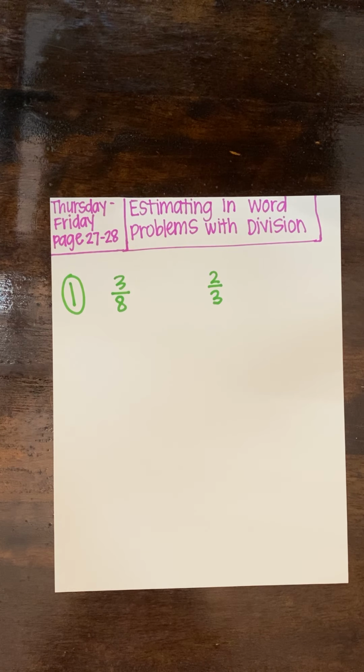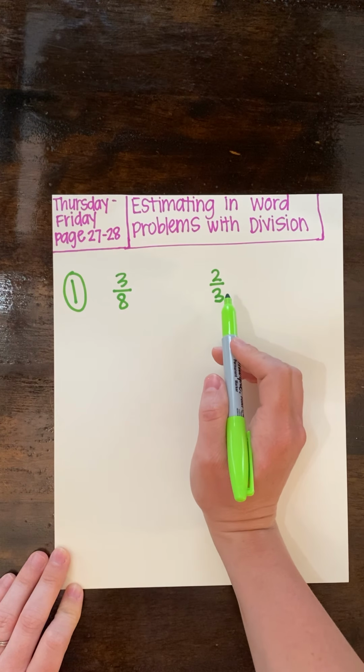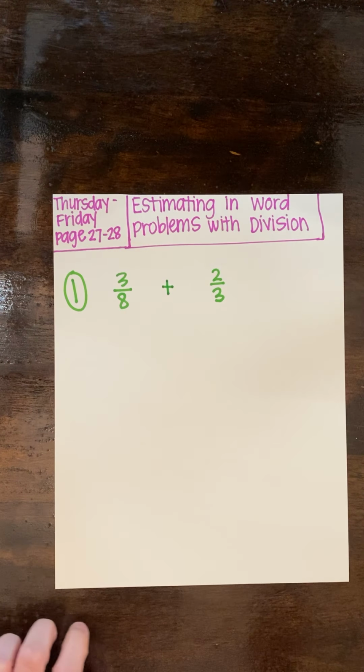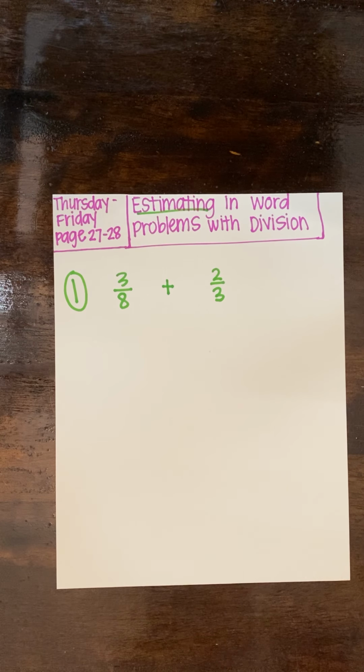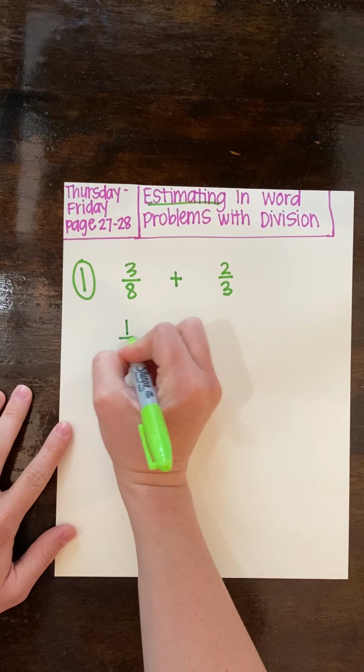So in this one, Jim mails one package that weighs 3/8 of a pound and another that weighs 2/3 of a pound. What is the total weight of both packages? That tells me I need to add these two fractions, but it wants us to estimate here. So I'm going to kind of talk through what goes on through my head as I'm estimating, and then I'll show you how to check your problem. So I'll look at 3/8 at first. 3/8 is 1 unit away from being 4/8, and 4/8 is 1/2. So I'm just going to estimate that 3/8 as being 1/2.